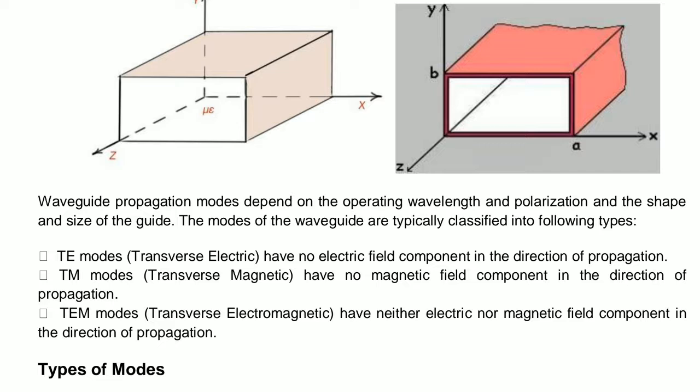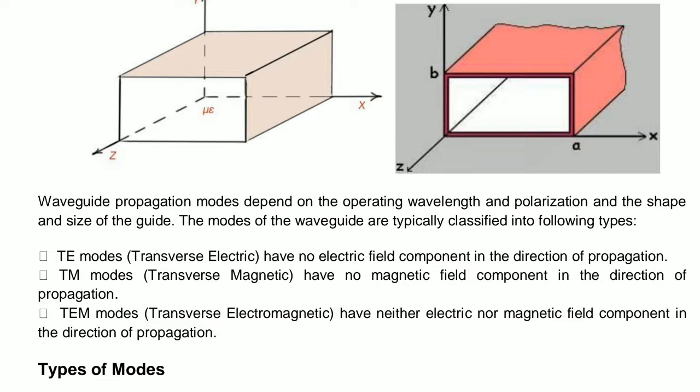So please remember, it totally depends on the operating wavelength first, then the polarization. Polarization is how the wave is oriented towards a particular direction from the particular source. Orientation of the wave, we can say, and the next is the dimension of the waveguide, that is the shape and size of the guide. So the modes of waveguides are typically classified into the following types.